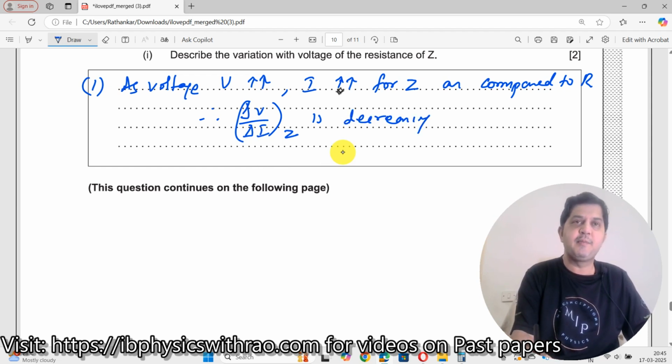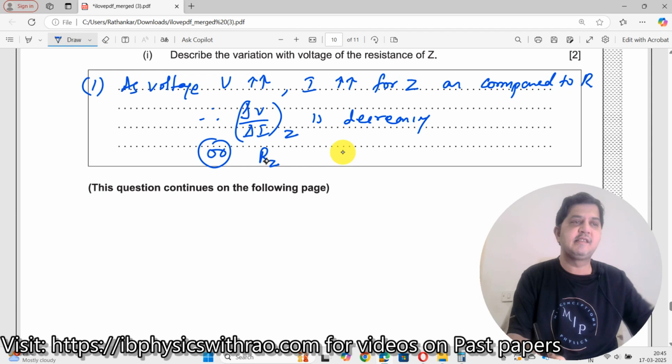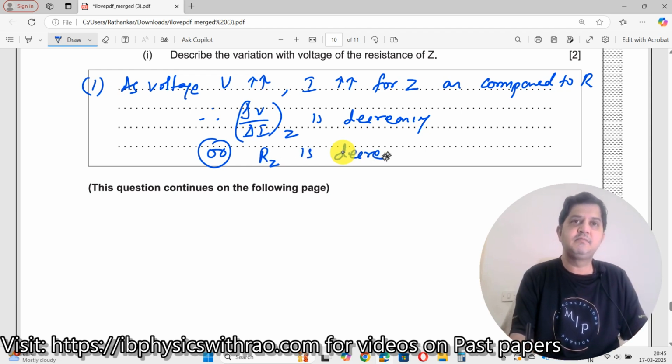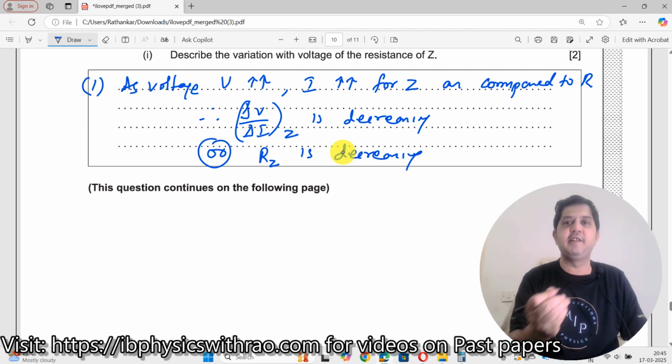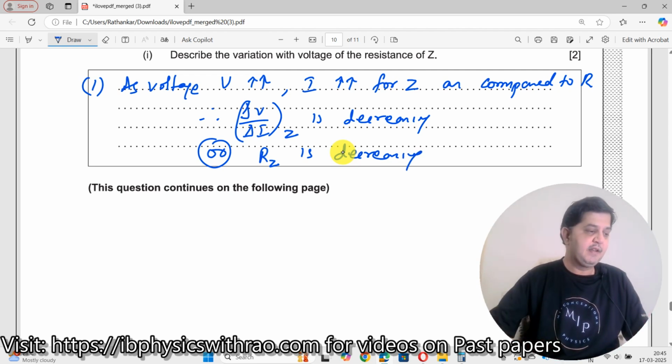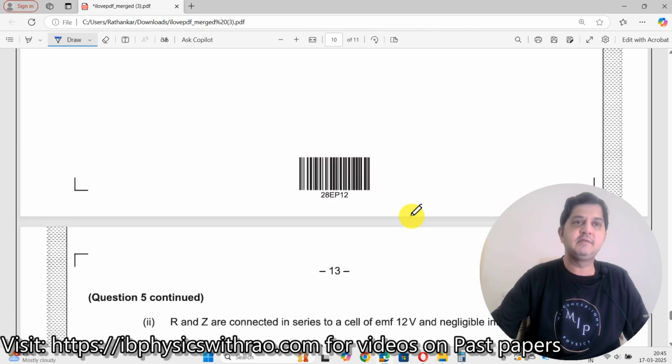You can also get it from here. When I is increasing, that means this denominator starts increasing, so 1 by denominator reduces. So this delta V by delta I of Z is decreasing. Or you can say the resistance of Z is decreasing with increasing voltage. Okay. Now let us move on to the next one.